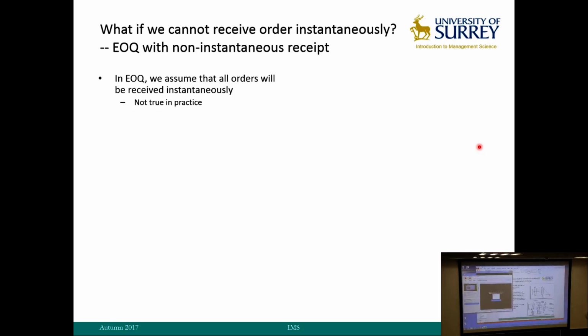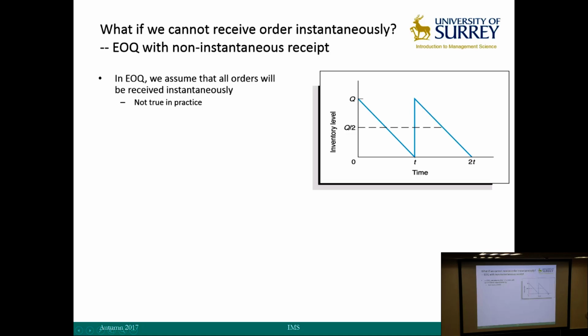We should start again. Okay, in the first hour we talked about EOQ. That's a very ideal situation because we assume all orders will be received instantaneously, with no time. This is not true in practice. It definitely takes some time to receive your order, so every time we order, we have to wait for some days.